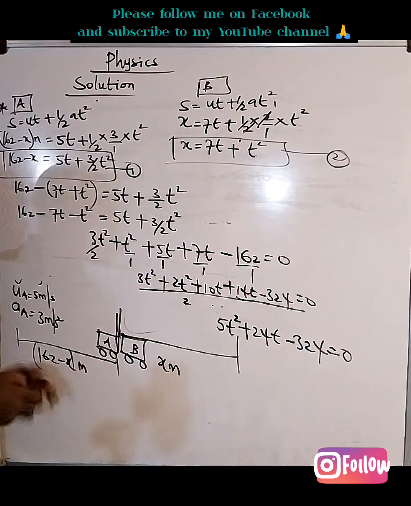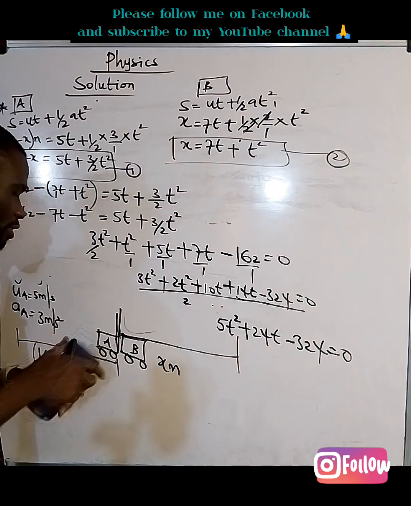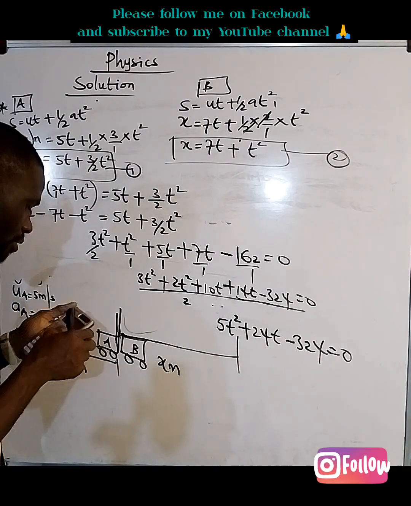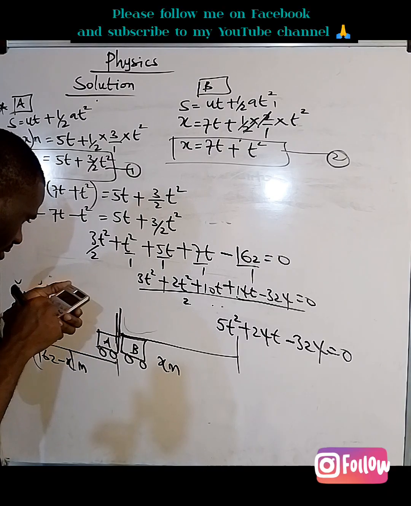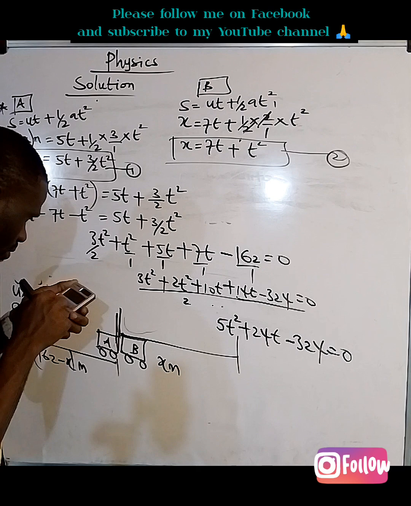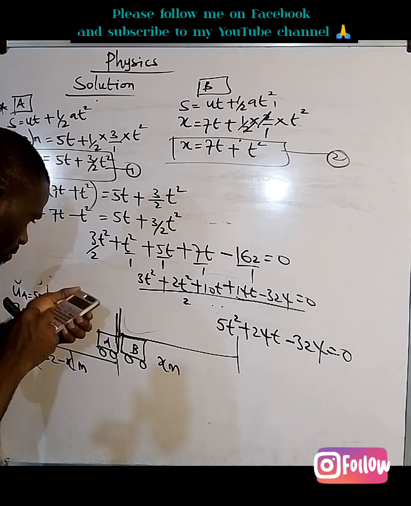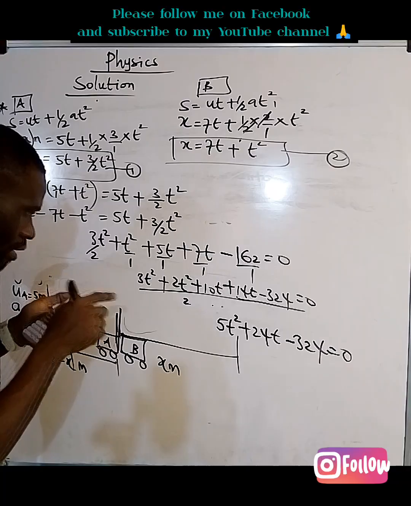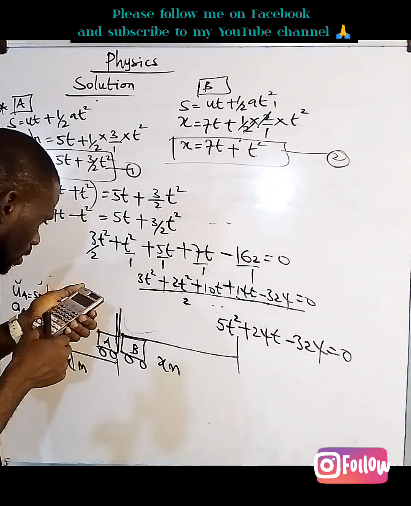So we're going to use our calculator to solve this very quadratic equation. So we have a quadratic equation right here. So we're going to look for the value of t. Let's quickly get that done. So 5t squared, 24t, and minus 324. So let's see what we have.